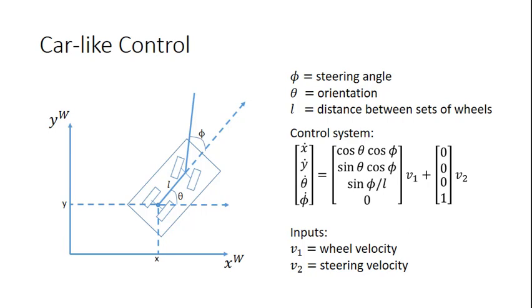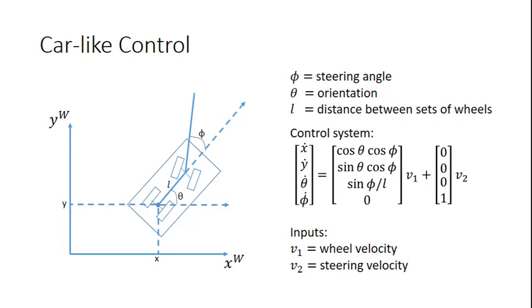When we look at theta dot, you can see that it's just sine of phi over L. So the orientation only changes while the steering angle is changing. And the steering angle changes, but we also again have to consider this L value. So if L is very small, then theta can change very quickly. If L is very large, then theta changes more slowly.